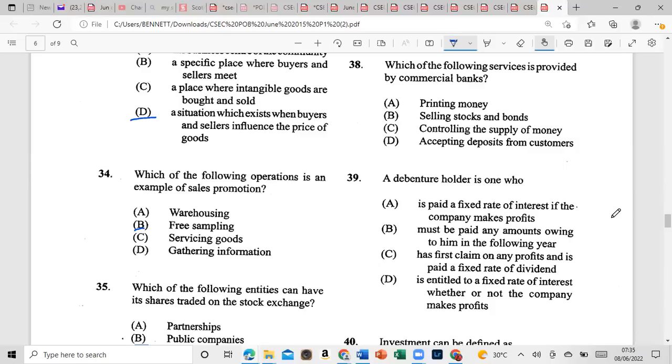Which of the following services is provided by commercial banks? Printing money? No. Selling stocks and bonds, controlling the supply of money, accepting deposits from a customer. All of these would be for the central bank, right? Notice they say commercial bank. So guys, make sure you read carefully: commercial bank. All right, so 38 would be accepting deposits from customers.